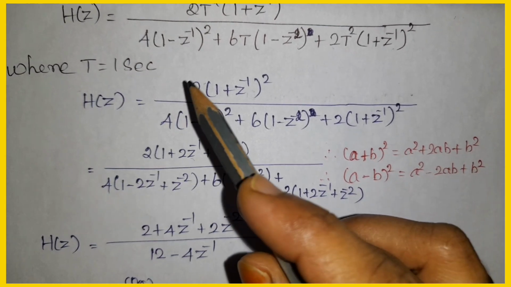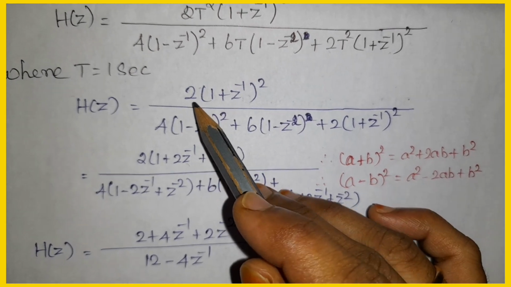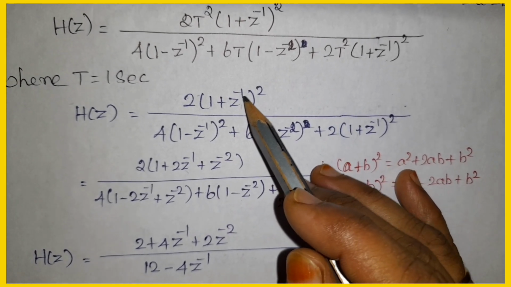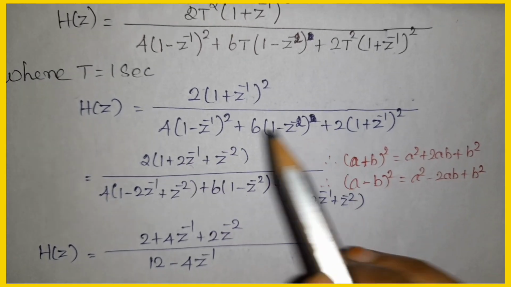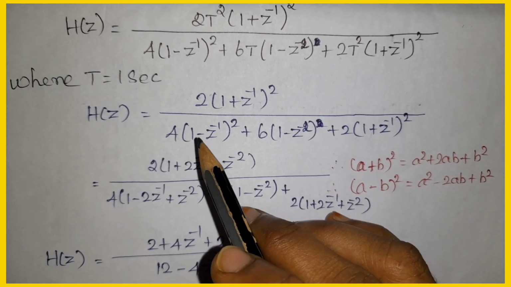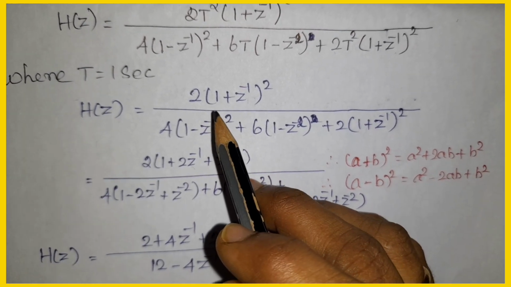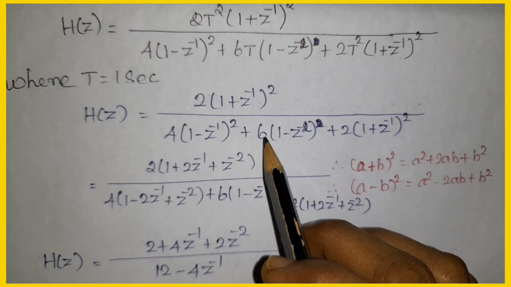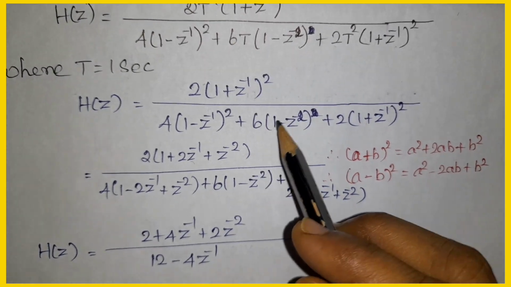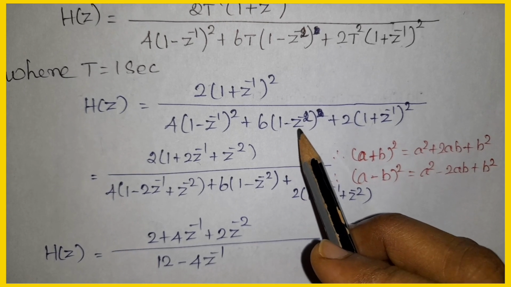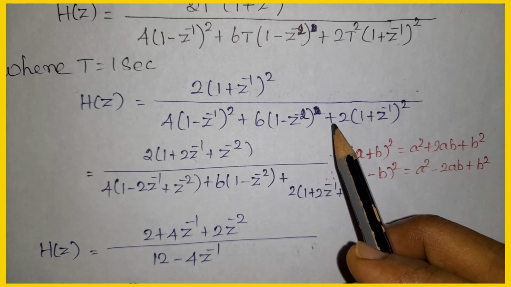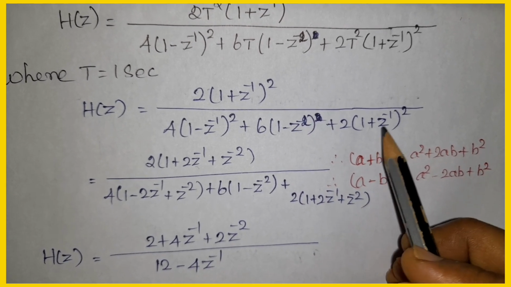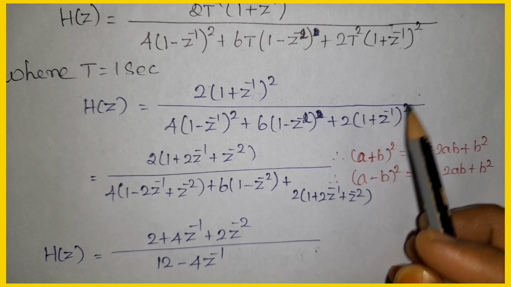So next, substituting 1, we get 2 into (1 plus z power minus 1) whole square divided by 4 into (1 minus z power minus 1) whole square, plus 6, where we substituted 1 for t. Then 1 minus z power minus 2 plus 2 into (1 plus z power minus 1) whole square.